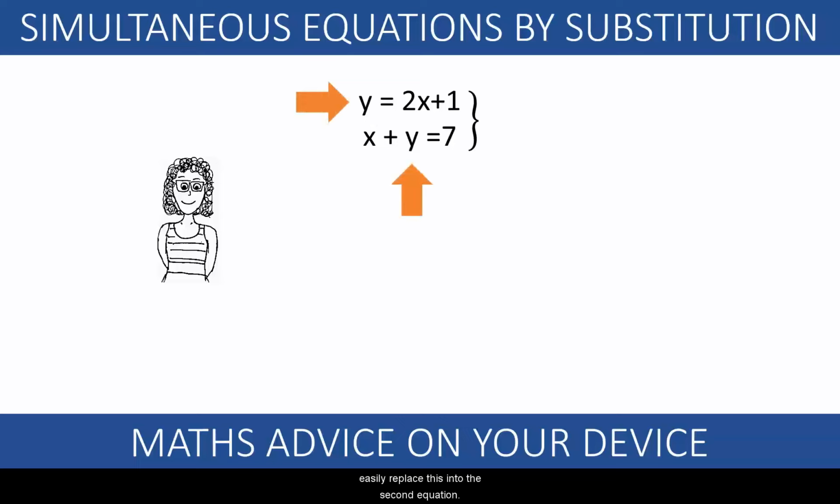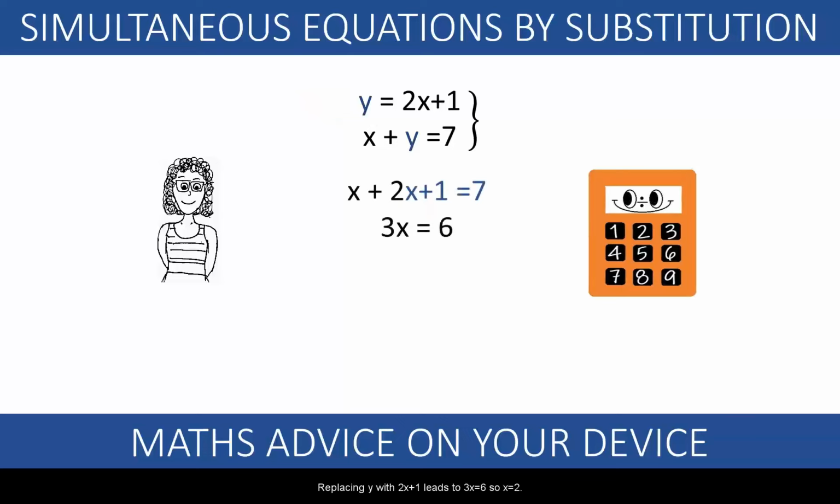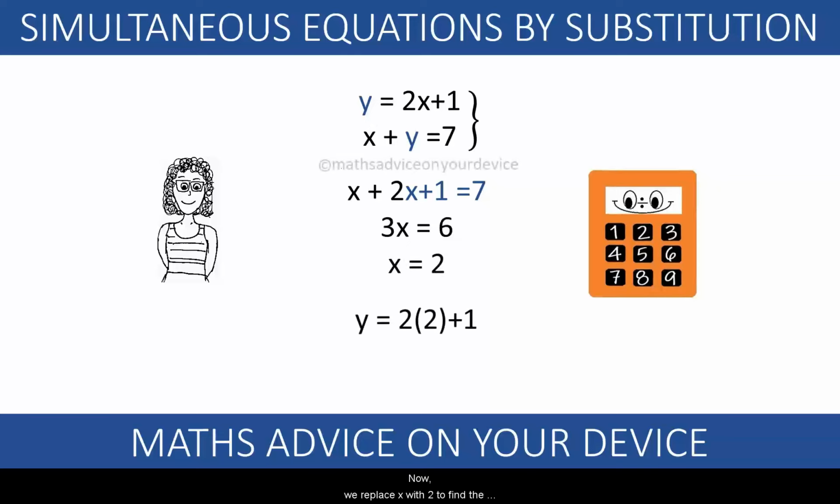For example, y equals 2x plus 1 is the subject of the first equation, so I'm going to substitute it into the second equation. Replacing y with 2x plus 1 leads to 3x equals 6, so x must be 2. Now, we replace x with 2 to find the value of y. Since y is 2 times x plus 1, 2 times 2 plus 1 equals 5, the value of y. The solution is x equals 2 and y equals 5.